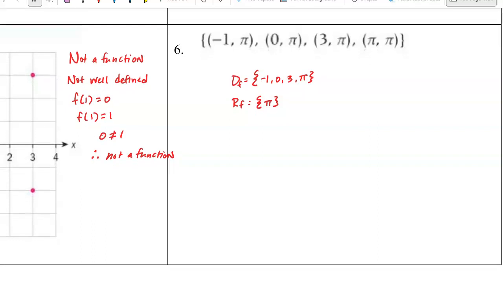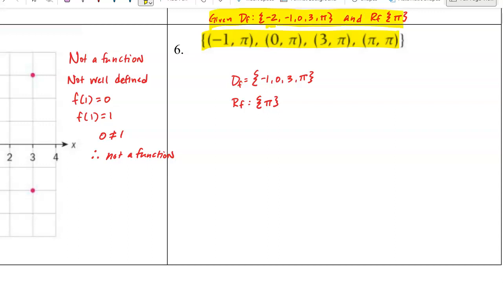Or I could define the function at the very beginning and say, hey, given that the domain of the function is something like -2, -1, 0, 3, and pi, and the range of the function is pi, you take a look. If I was given those domain and range and -2 was included along with it, in the way that they form the relationship, -2 does not get used. If I was given that, then this entire problem would not be a function.